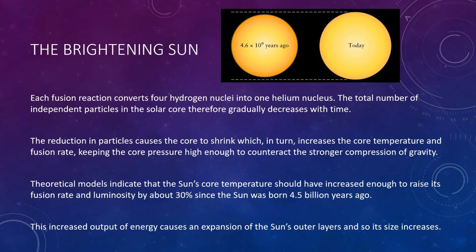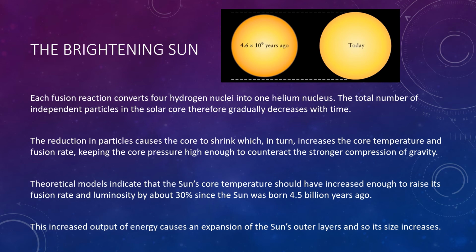Remember that each fusion reaction converts 4 hydrogen nuclei into 1 helium. The total number of independent particles in the solar core is therefore gradually decreasing with time, right? Because we're using 4 things to make 1. So we have less and less material in the center. This gradual reduction in the number of particles causes the solar core to shrink. This slow shrinkage, in turn, gradually increases that core temperature and the fusion rate, keeping the core pressure high enough to counteract the stronger compression of gravity.